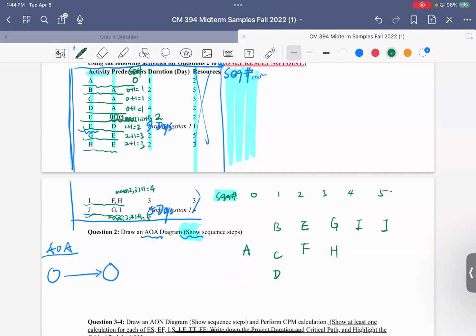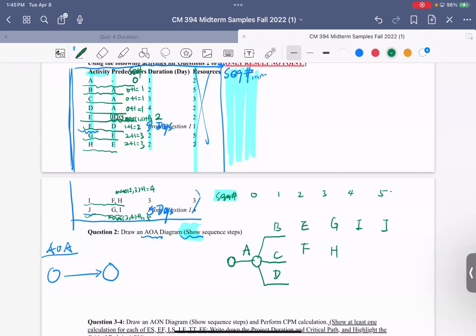Okay. So now we can draw these circles and the arrows, right? We're not numbering them yet. We will do this part last, okay? So B is after A, so we go this way. C is after A, we go this way. And D is after A, we go this way.